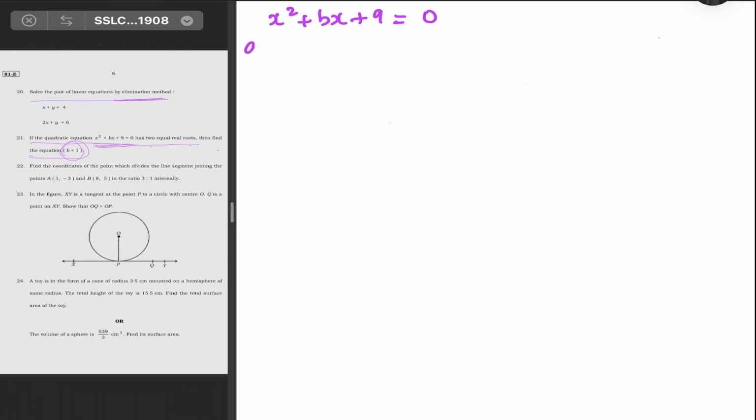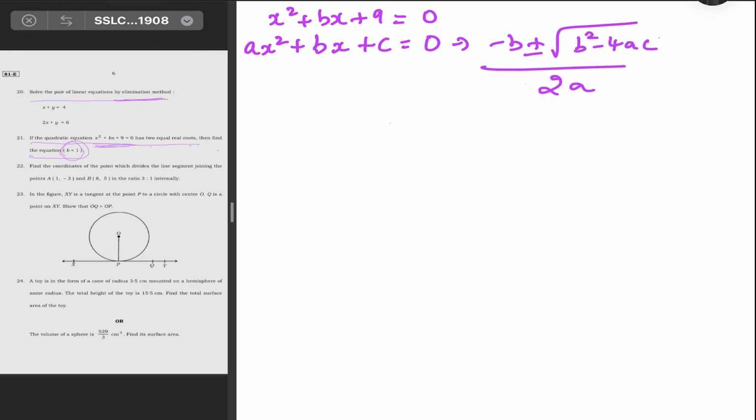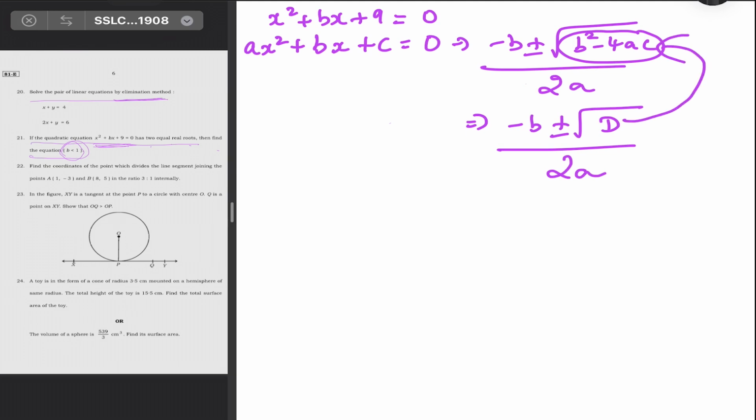On comparing with the standard form of the equation, ax square plus bx plus c is equal to 0, for the standard equation we have the formula minus b plus or minus root of b square minus 4ac by 2a, where b square minus 4ac is the discriminant.